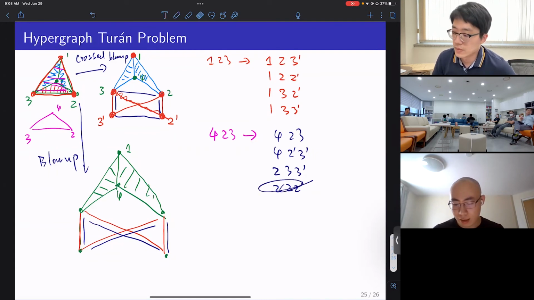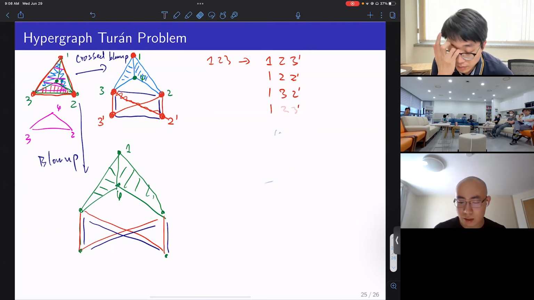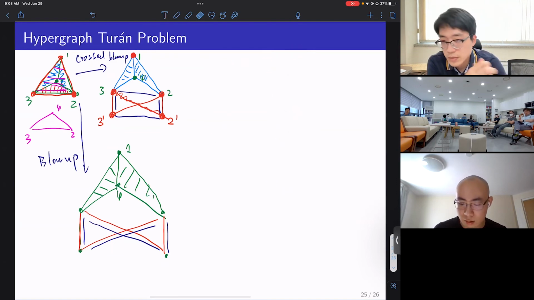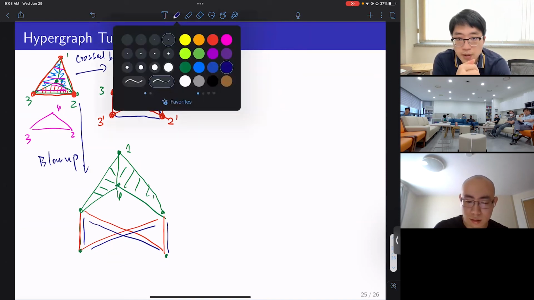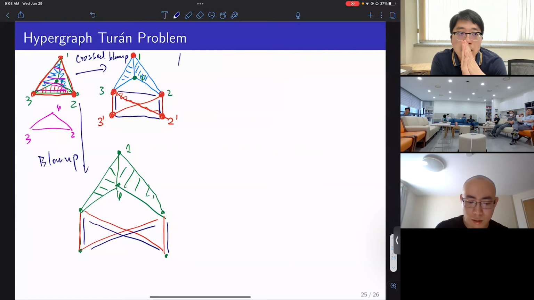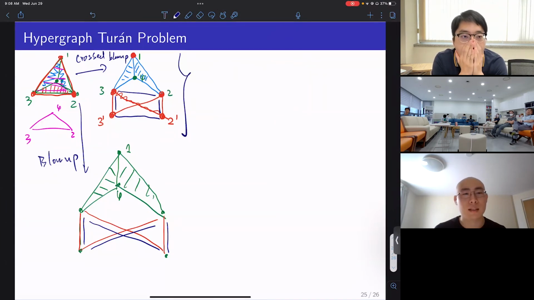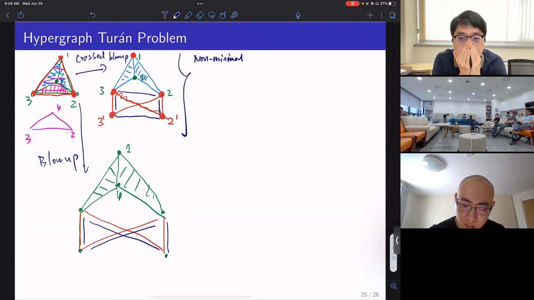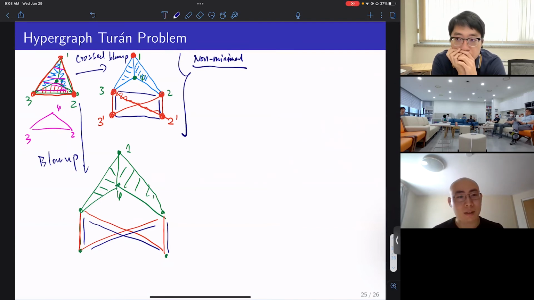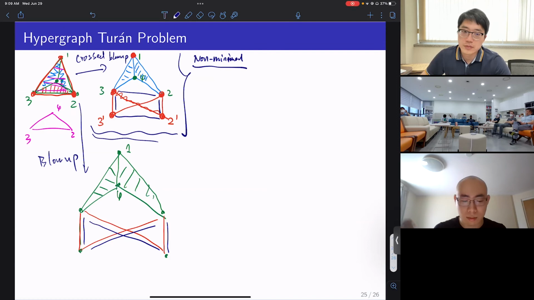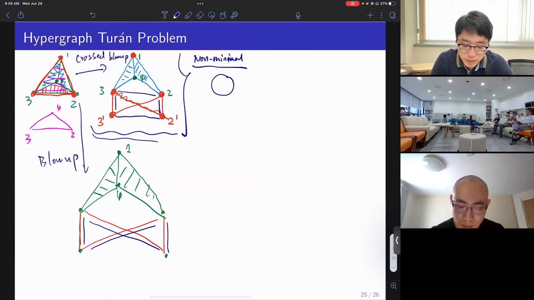Okay, why can we get infinitely many constructions from this operation? It's about a property of this new graph. This new graph is non-minimal, meaning it has the following property. Now I have a 3-graph on 6 vertices. If I blow this 6-vertex 3-graph up, say I blow up in the following way.